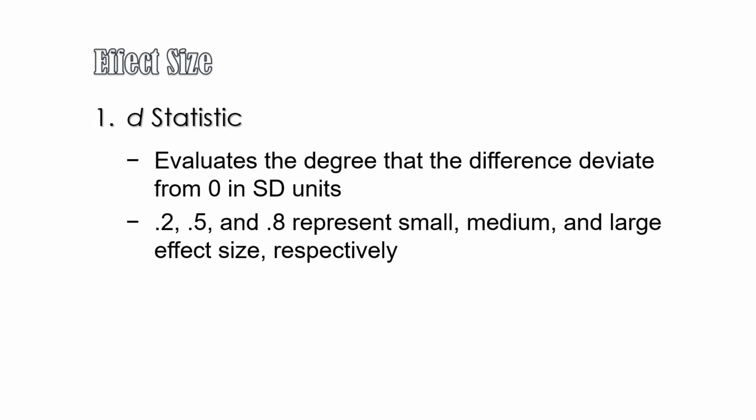Okay, so to report the effect size ni, there are a few statistics. The first one, D statistic. Okay, D statistic evaluates the degree that the difference deviates from 0 in standard deviation units. So dia punya rule of thumb is 0.2 equals small effect size, 0.5 medium effect size, and 0.8 large effect size. Kalau ni based on D statistic. This is the calculation.